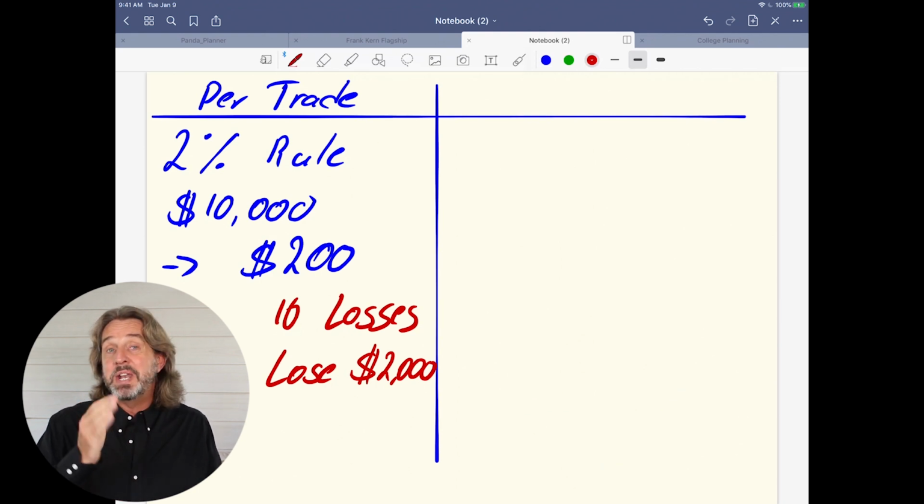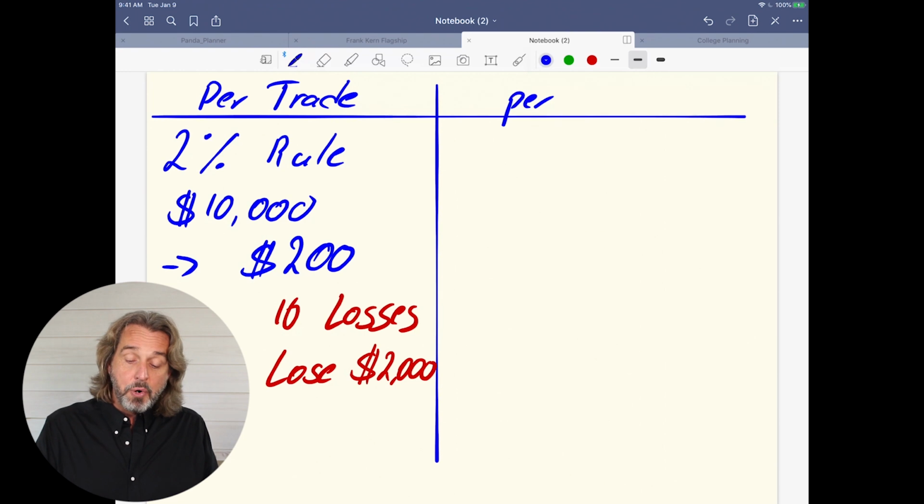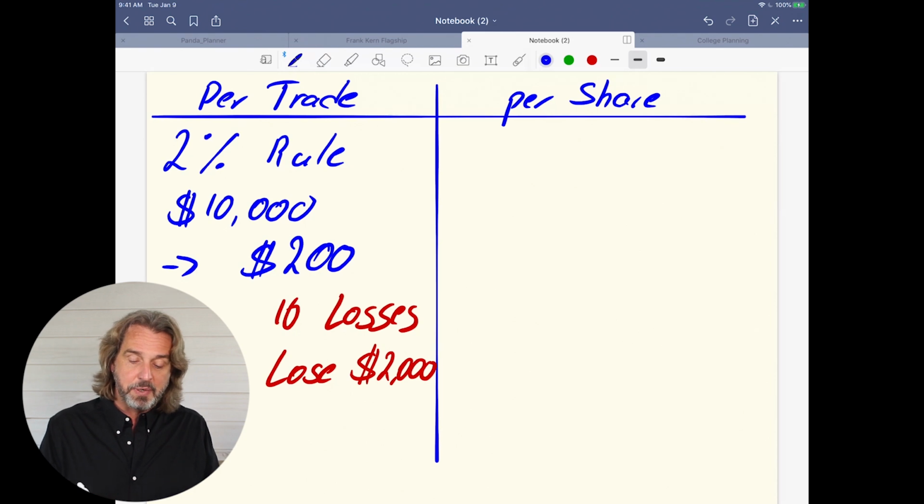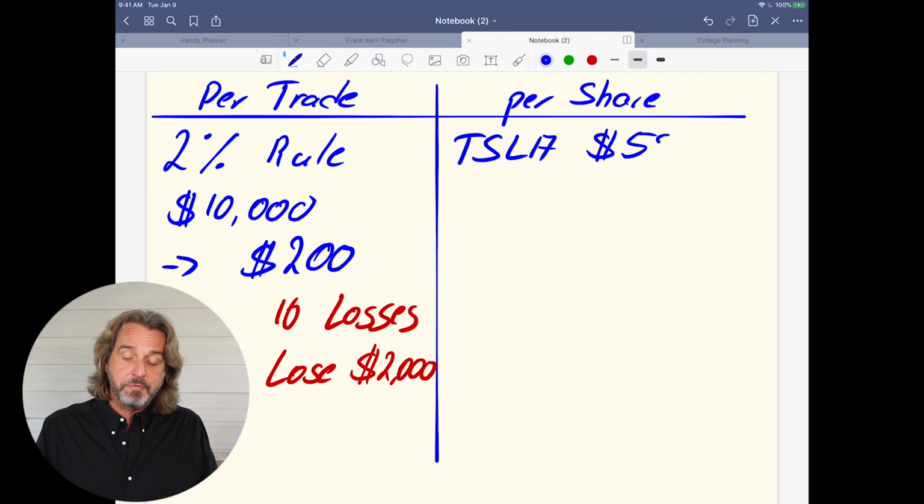Okay, so never risk more than 2% on any given trade. However, here is the deal. Now the question is, how much should you risk per share that you're trading? This is an important distinction. You need to distinguish between these two, because let me just use Tesla as an example. So Tesla right now is trading at $550.